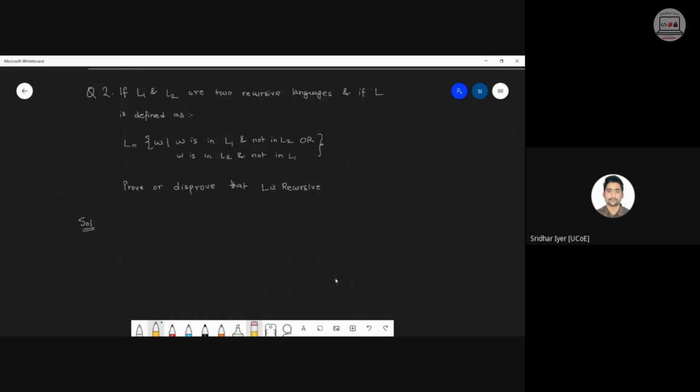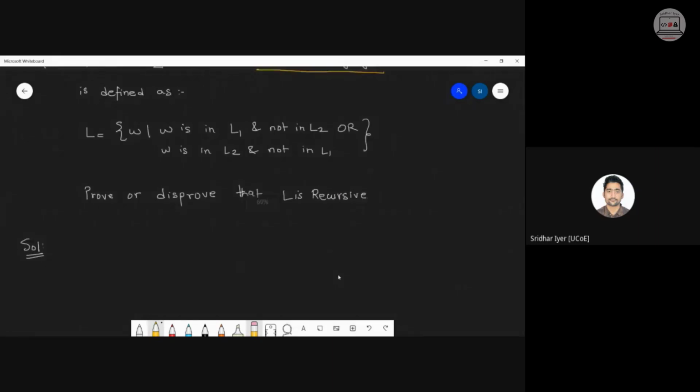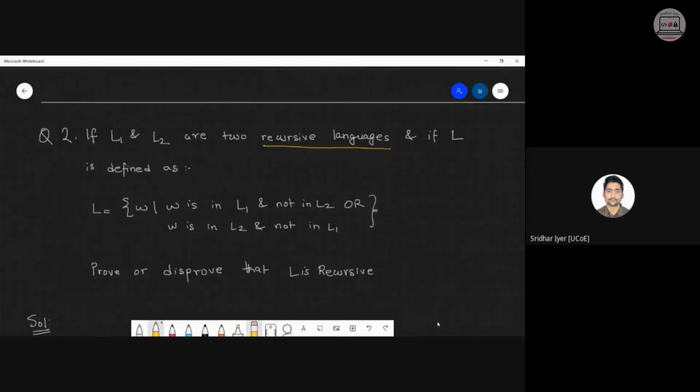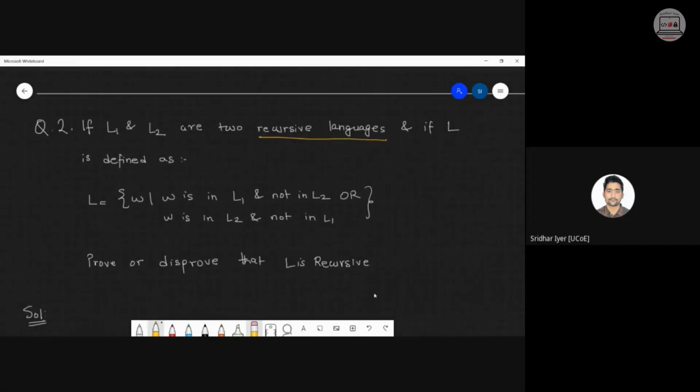Let's consider problem number two. If L1 and L2 are two recursive languages, it's mentioned clearly that L1 and L2 are recursive languages. L is defined as W, where W is in L1 and not in L2, or W is in L2 and not in L1. It's straightforward. The language L is defined by the condition that W must belong to L1 and not to L2, or W must belong to L2 and not to L1. So if it is present in L1, it should not be present in L2, and vice versa. Am I clear? This is the problem.